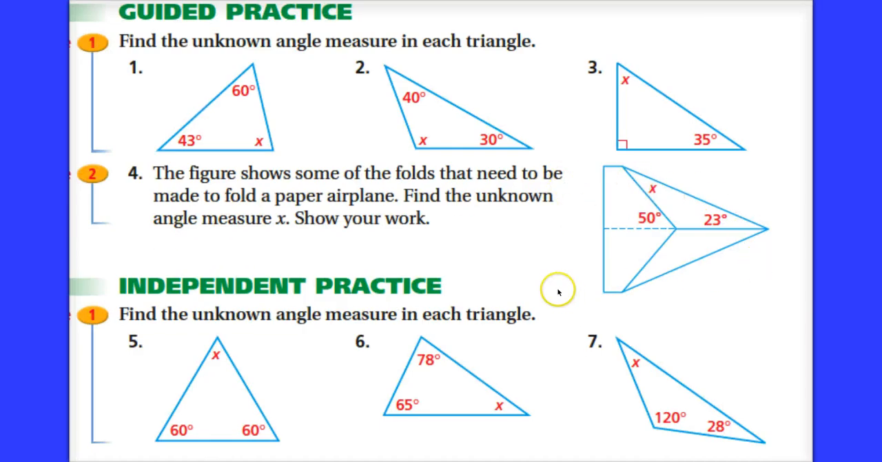This figure here, we're going to need to do a little bit of thinking with this one. This figure shows some of the folds that need to be made to fold a paper airplane. Find the unknown angle measure X. This is what I'm looking for right here. This unknown.